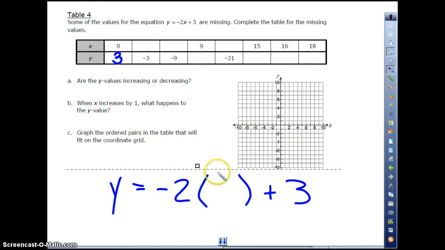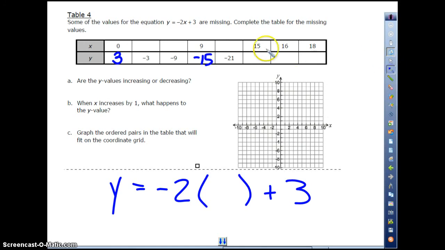Okay, let's take an x value of 9. -2 multiplied by +9, yep, that's -18. What's -18 plus 3? -15. So right here, -15. Okay, let's do that again.